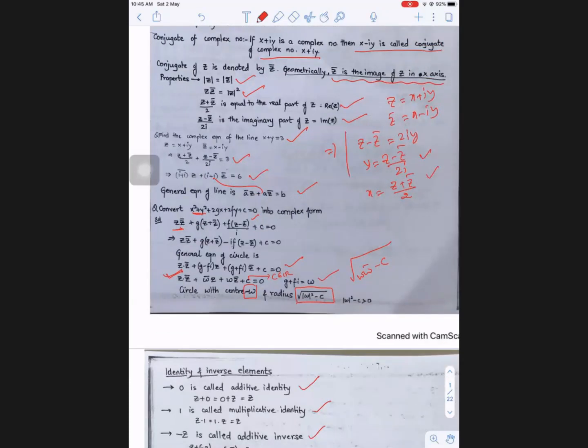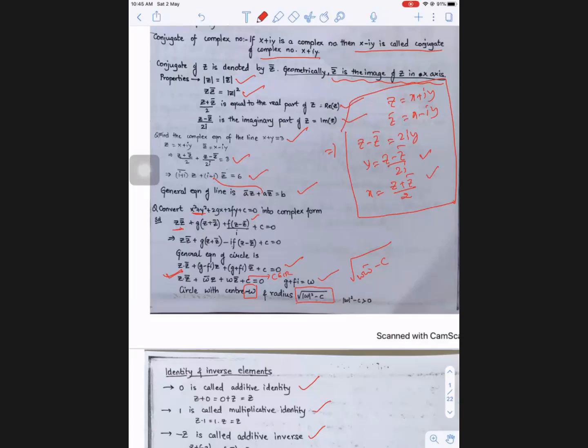These two results we have to remember, because with the help of these results only we'll convert Cartesian equation into complex form and complex equation into Cartesian form. If you want to convert a complex equation into Cartesian form, simply write z equal to x plus iy and substitute it. But for Cartesian to complex, we'll replace x with z plus z bar by 2, and y with z minus z bar by 2i.